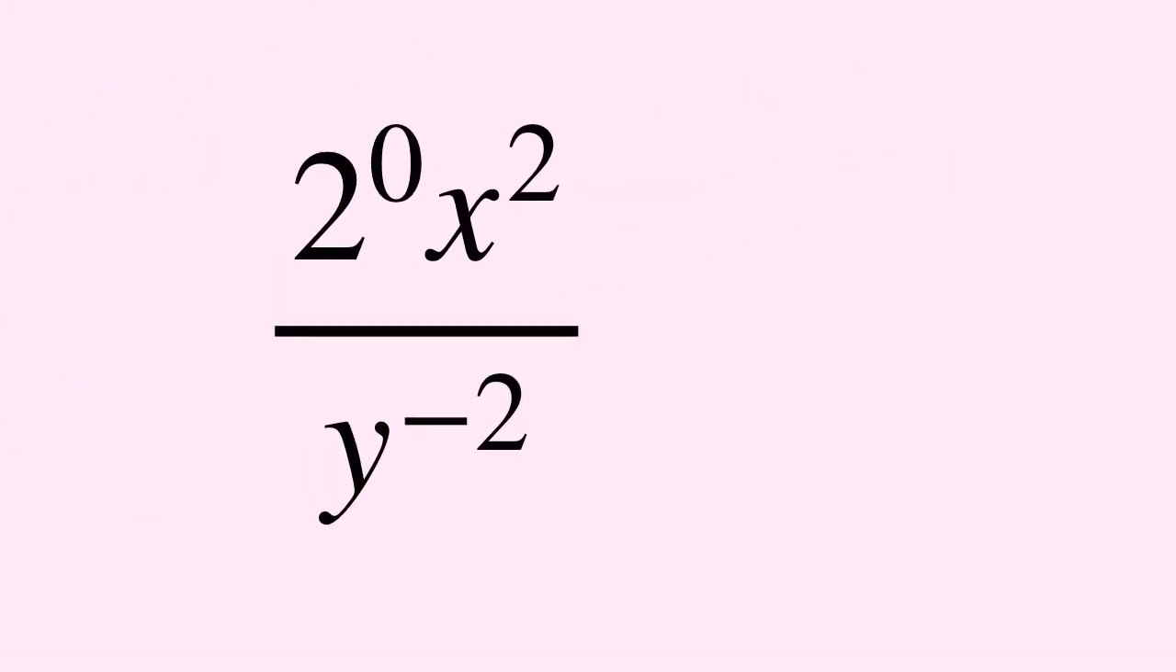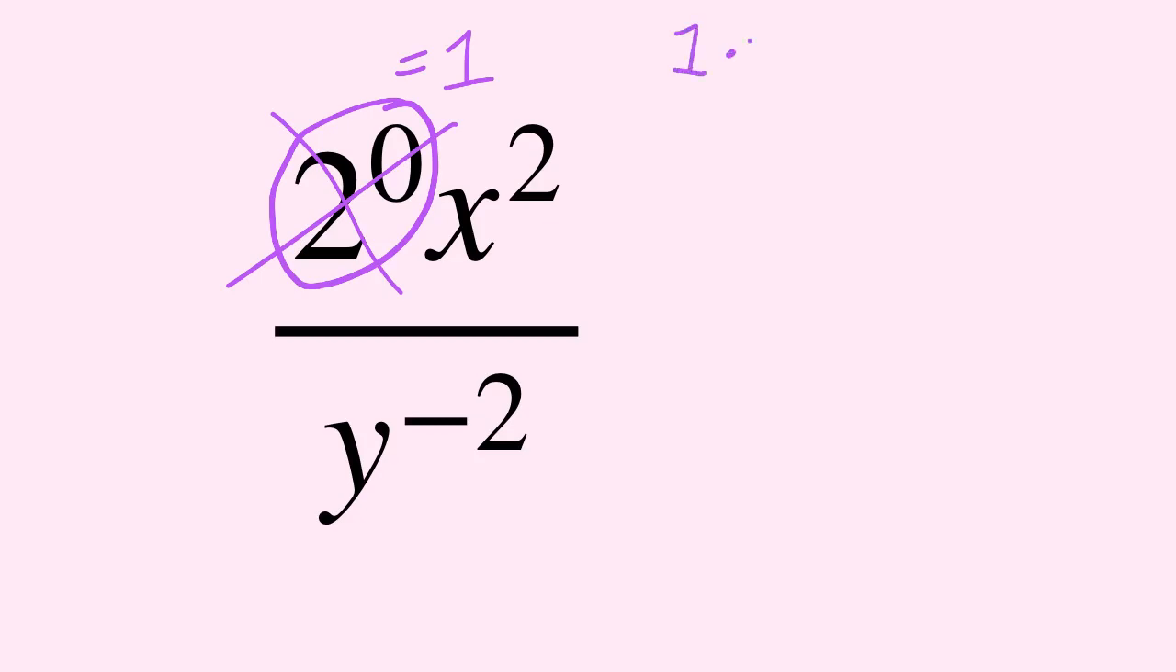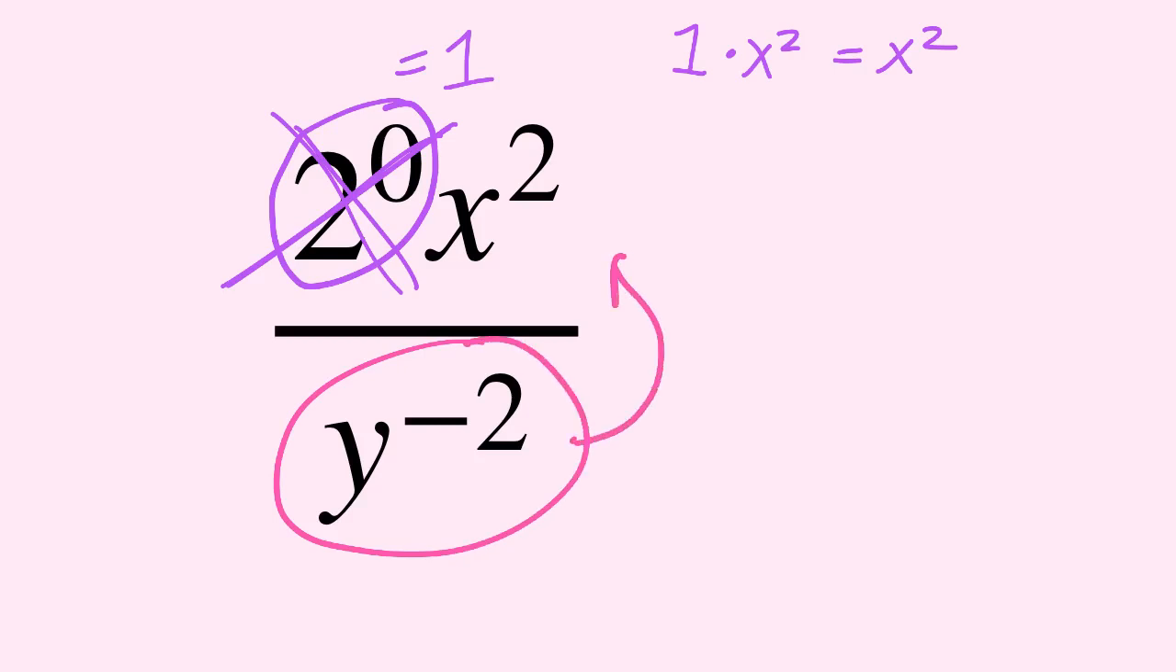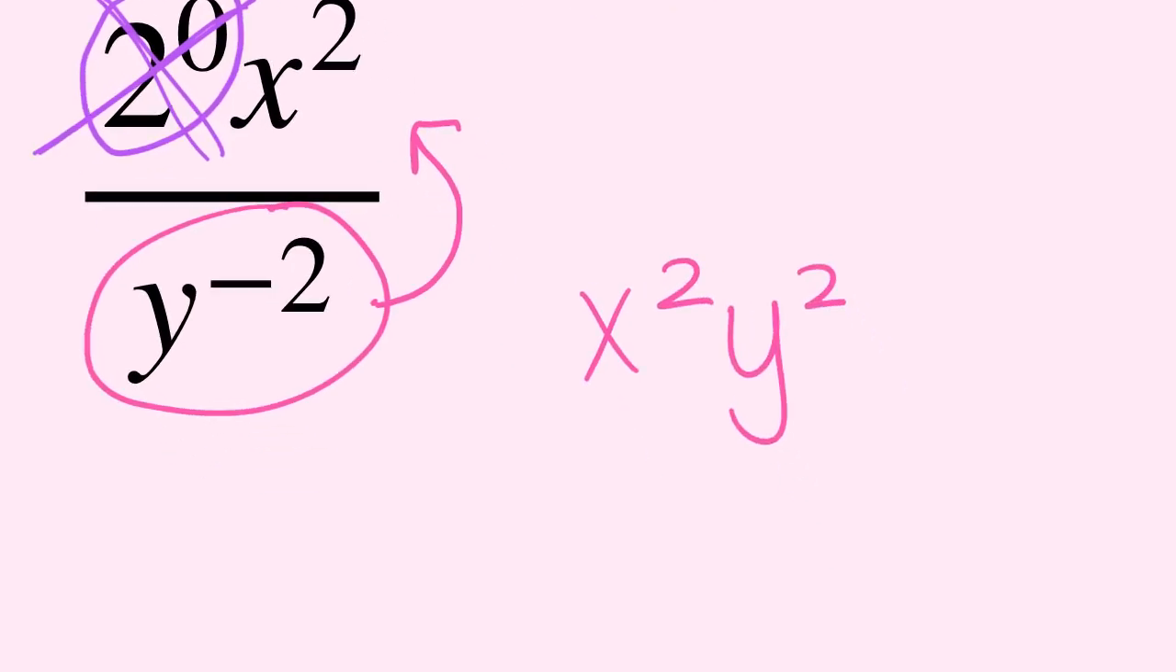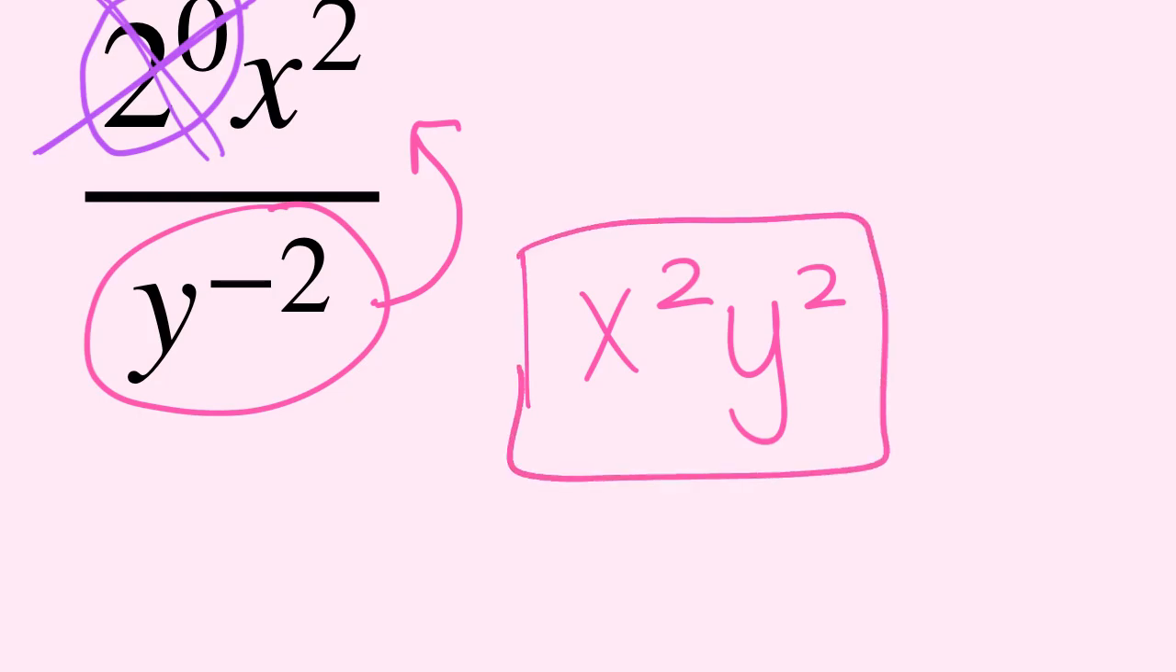All right, in this example, let's see, we've got 2 to the 0. Well, we know that 2 to the 0 equals 1. And I really can just get rid of this because it would be 1 times x squared, which is just x squared. So I don't really need this piece right here. It's just x squared left on the top. So this piece is going to get moved up to the top since it's a negative exponent. So this would become x squared y squared, and the only thing left on the bottom would be a 1, which means we don't have to write it. So we're just going to leave it like this.